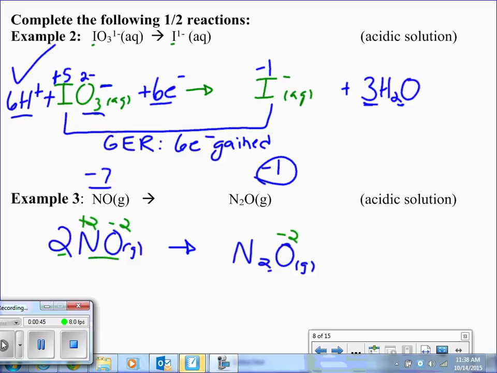N2O2 gas also has a net charge of 0, but this time I have 2 nitrogens, so each of them has to be a +1. Okay, so we're done step 2.